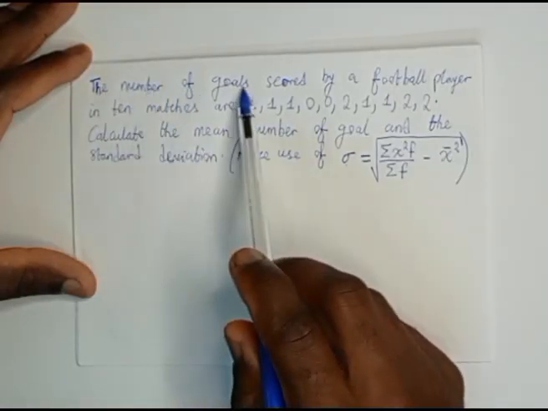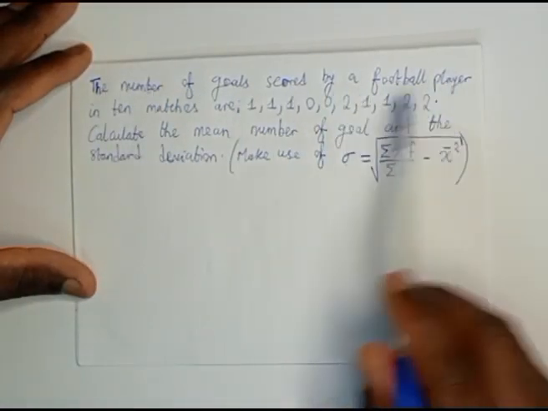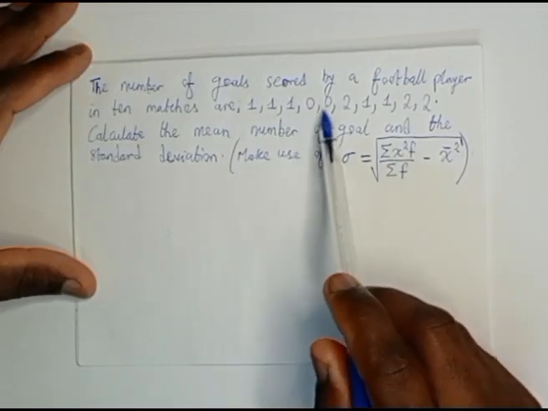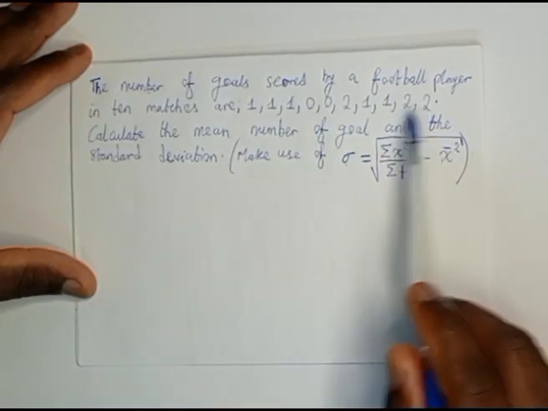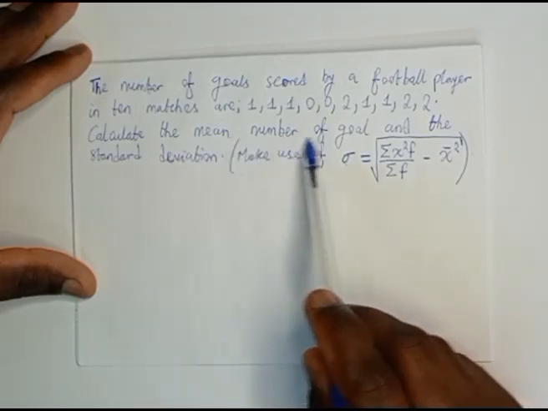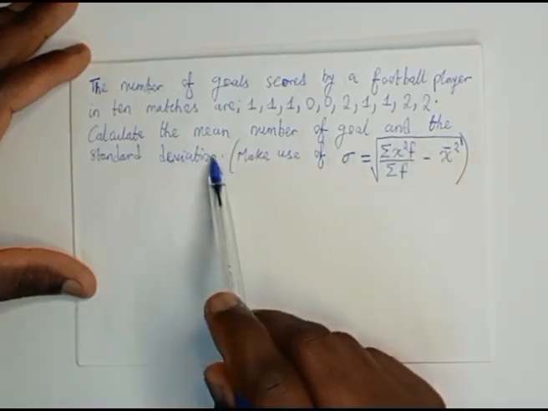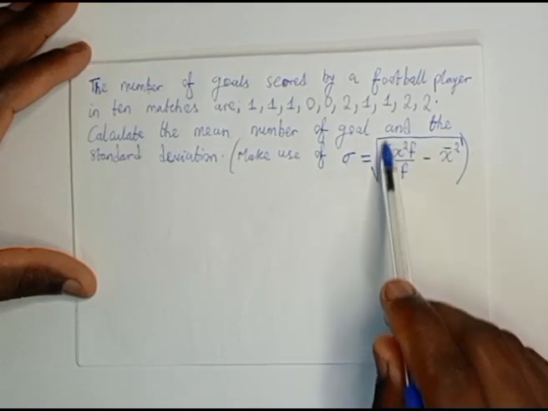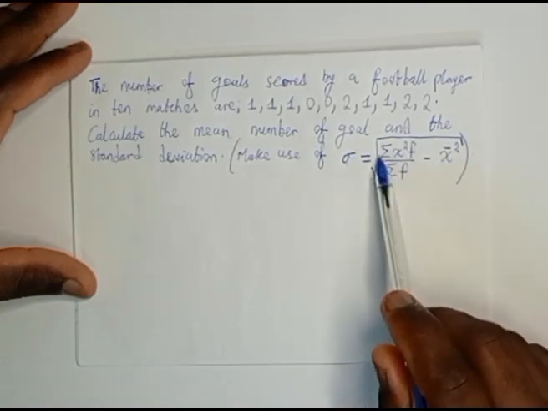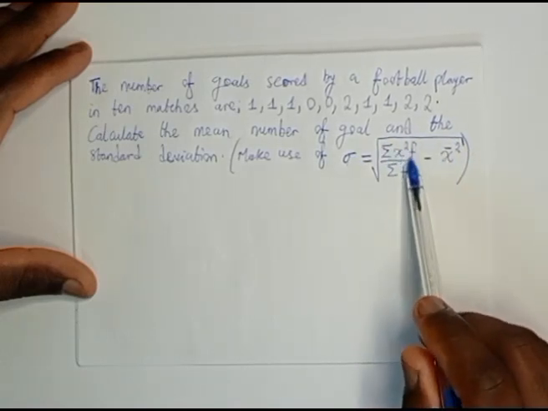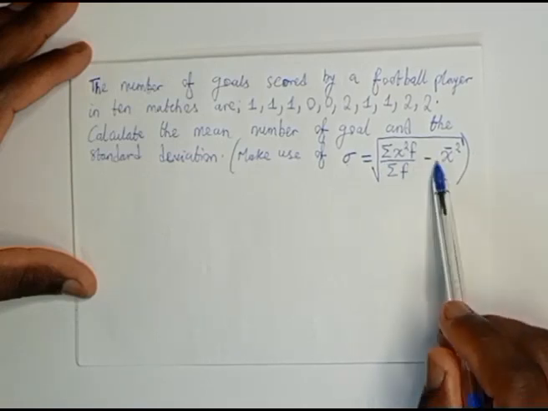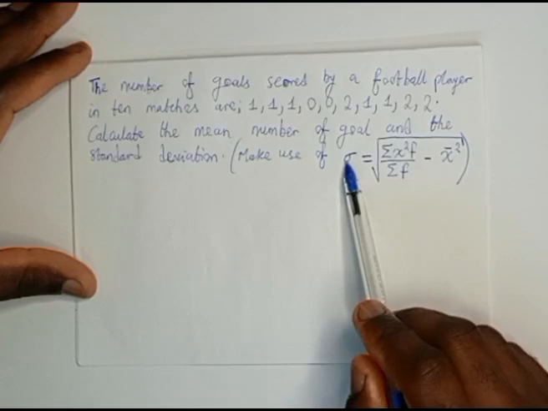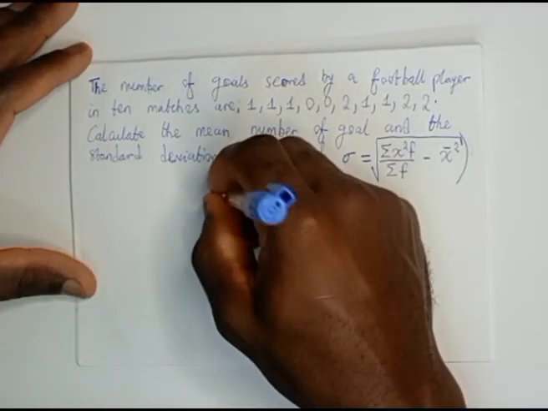The number of goals scored by a football player in 10 matches are 1, 1, 1, 0, 0, 2, 1, 1, 2, 2. Calculate the mean number of goals and the standard deviation. Make use of sigma equal to the square root of summation x squared f all over summation f minus x bar squared. Sigma stands for the standard deviation. We take solution.